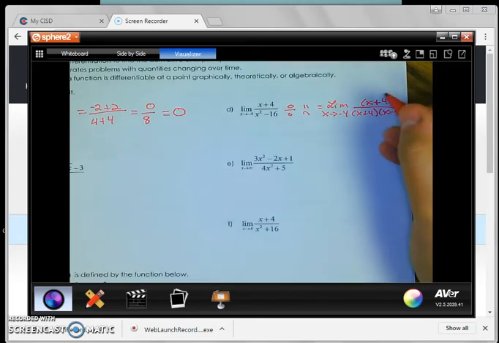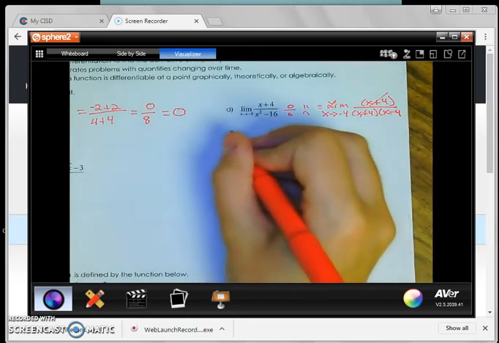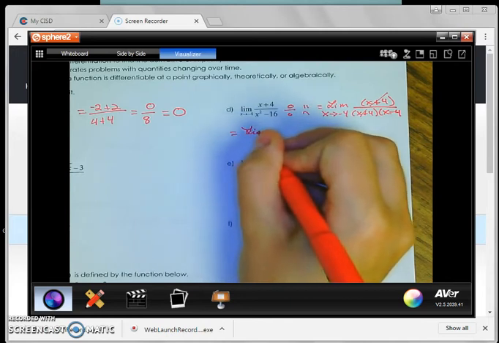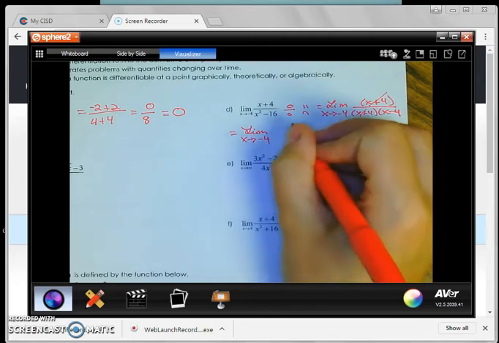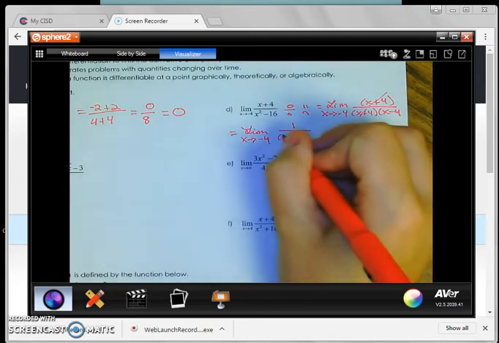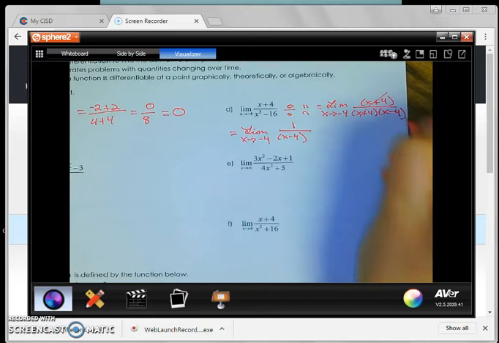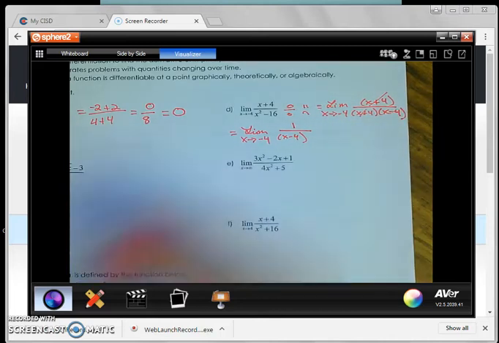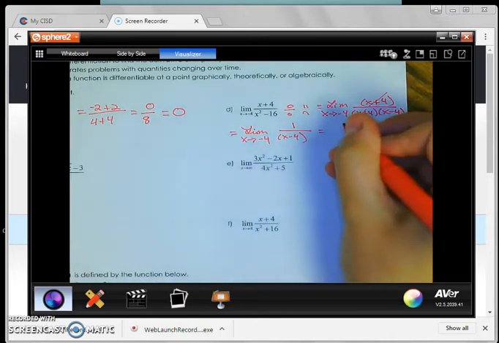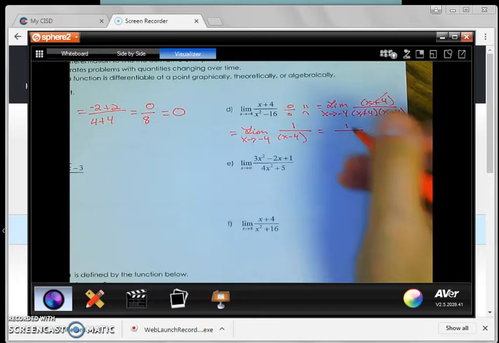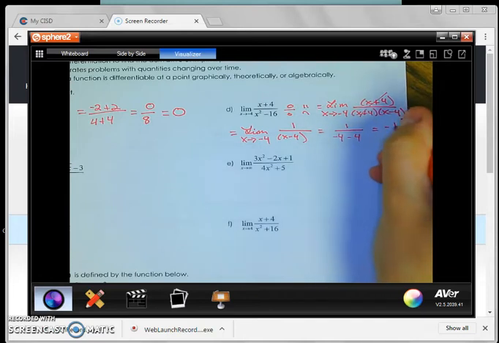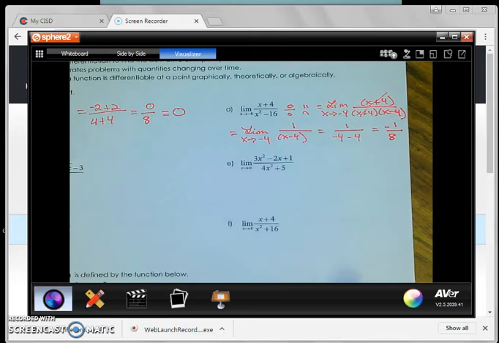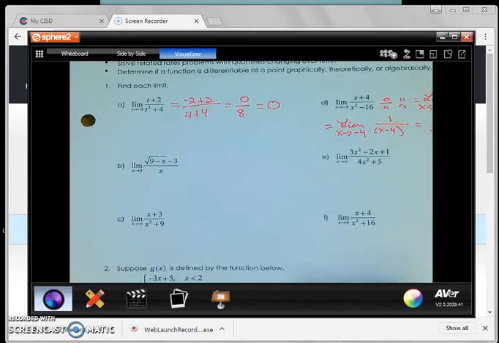Here, you can cancel. So this is mathematically equivalent to the limit as x approaches -4 of 1 over x minus 4. Now you're going to just plug in again. This time, I can drop the limit. Remember, you don't drop the limit until you actually plug in. So you have -4 minus 4, and your answer is going to be -1/8. Okay, and we'll go back over here.